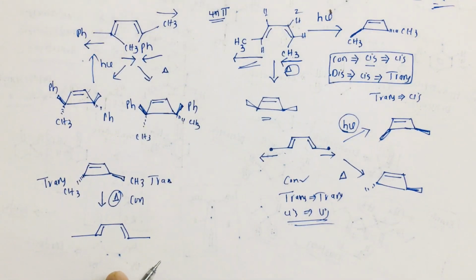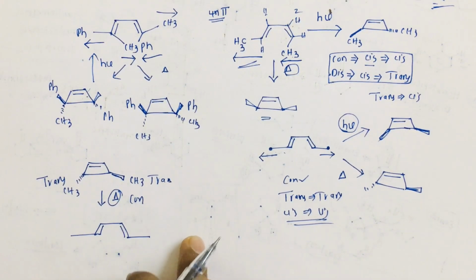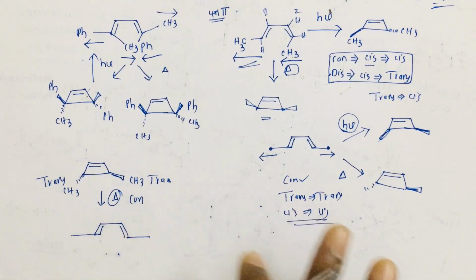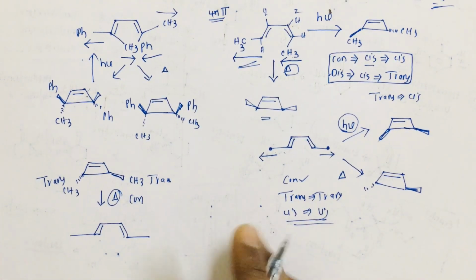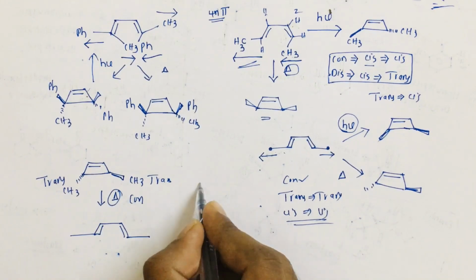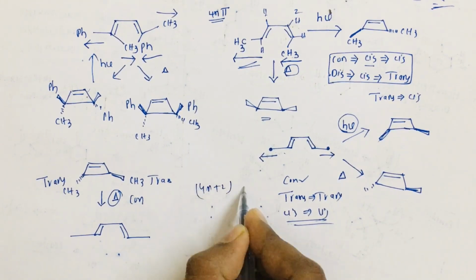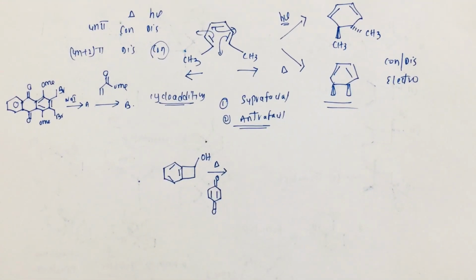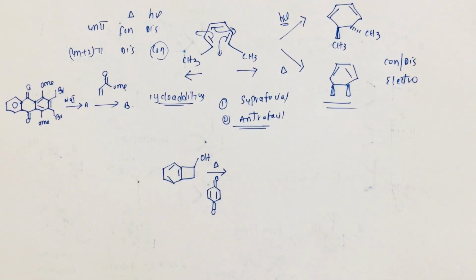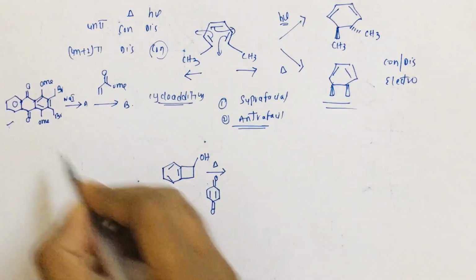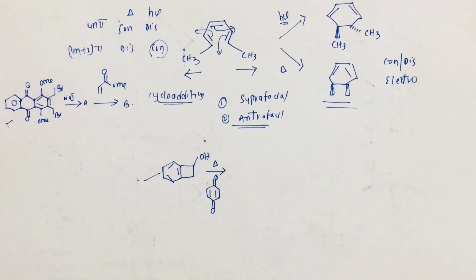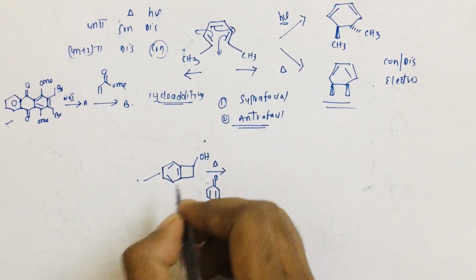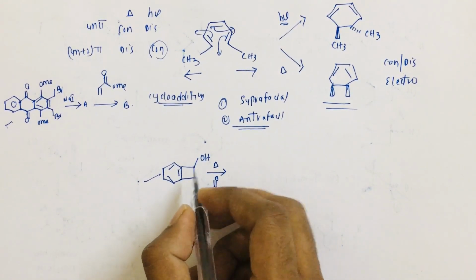Now we are going to solve some of the previous CSIR questions which they have asked. Okay, this is about the 4n pi system, and I did not explain about 4n plus 2, right? That also is left. So this one and this one are the two examples I have collected. So this comes under electrocyclic ring opening.